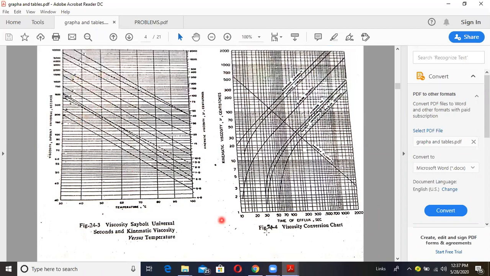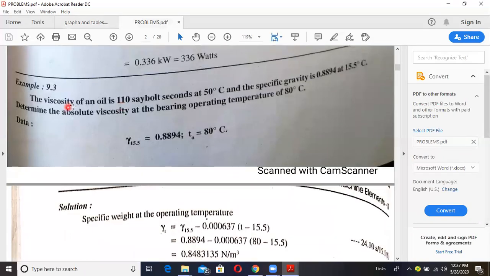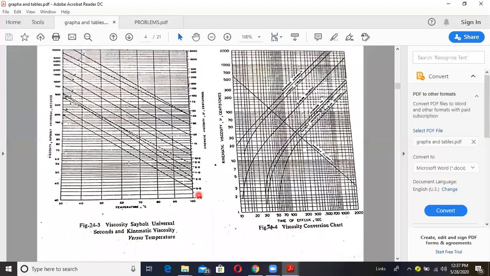Now, first, from figure 24.3, for 110 Saybolt seconds at 50 degrees Celsius. See, in the question they told that the viscosity of an oil is 110 Saybolt seconds at 50 degrees Celsius. Now, if you see the figure, where is 110? See here there is 100. Somewhere you will get 110 here. Understood? And another thing is 50 degrees. So here 50 degrees is there.